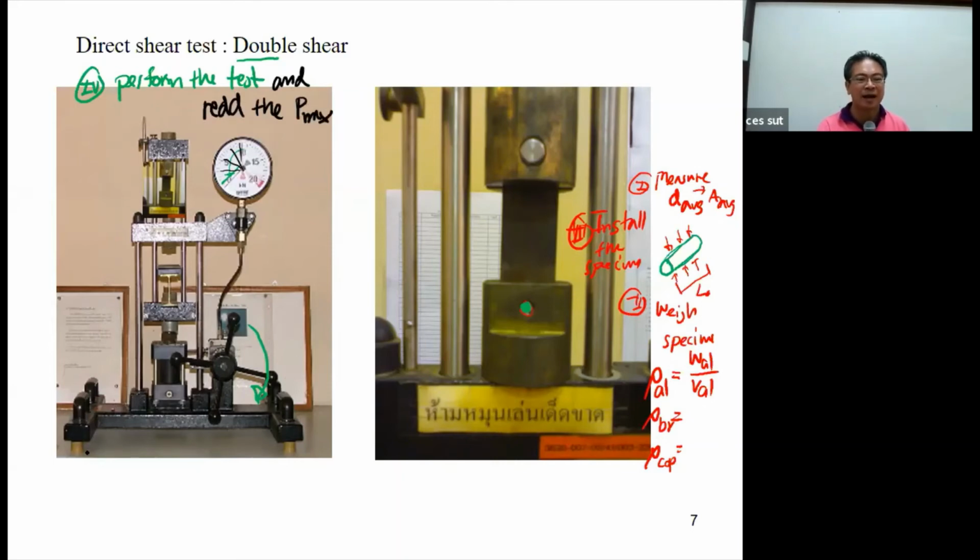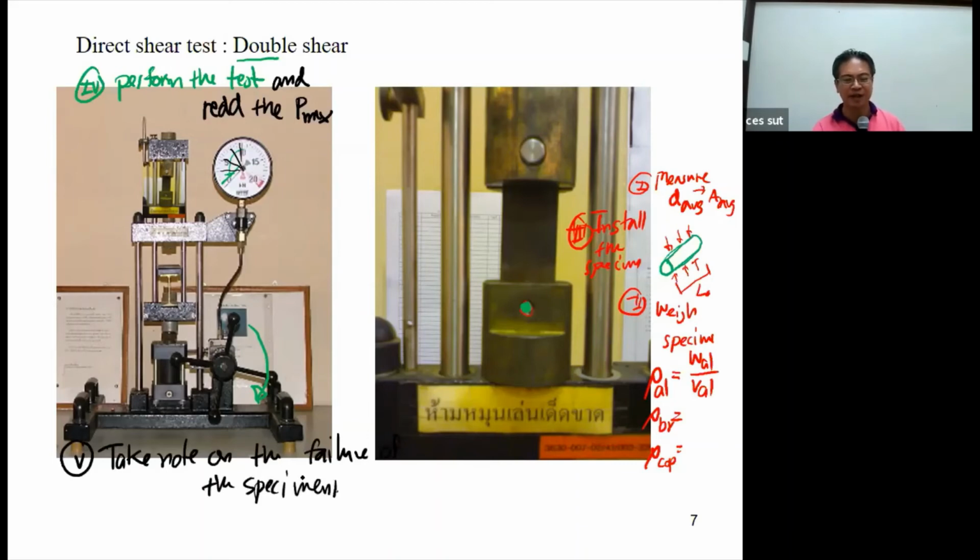And then the fifth, you take note on the failure of the specimen. Okay, you got to draw the picture of the specimen, and you can see the metal specimen.